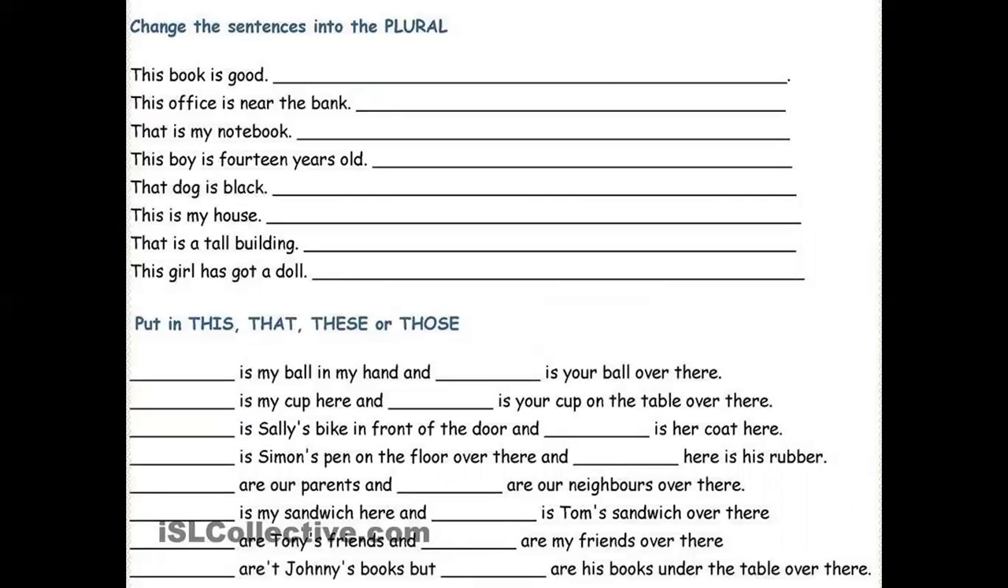Okay, children, let's move on to our third activity. Here, what you have to do is change the sentences into plural. Read the first sentence. This book is good. Now we are going to change this sentence into plural. These books are good. This office is near the bank. These offices are near the bank.